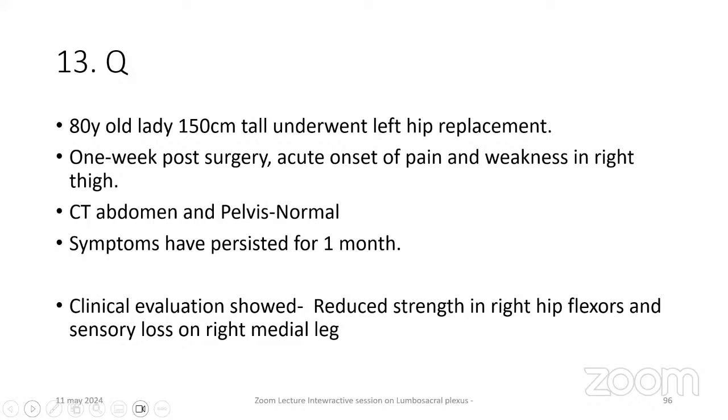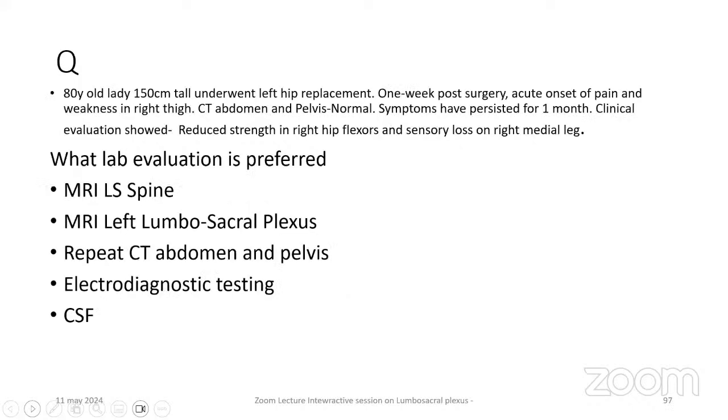An 80-year-old lady, 150 centimeters tall, underwent left hip replacement. One week post-surgery, acute onset of pain and weakness in the right thigh. CT abdomen and pelvis are normal. Symptoms have persisted for 1 month. Clinical evaluation showed reduced strength in the right hip flexors and sensory loss on the right medial leg. What lab evaluation is preferred? MRI LS spine, MRI left lumbosacral plexus, repeat CT abdomen and pelvis, electrodiagnostic testing, CSF.